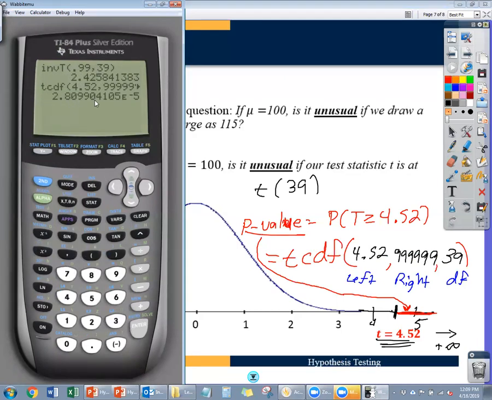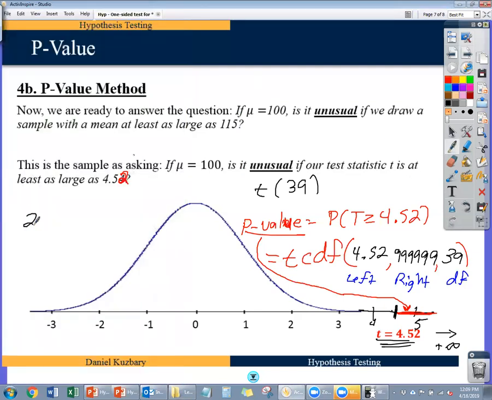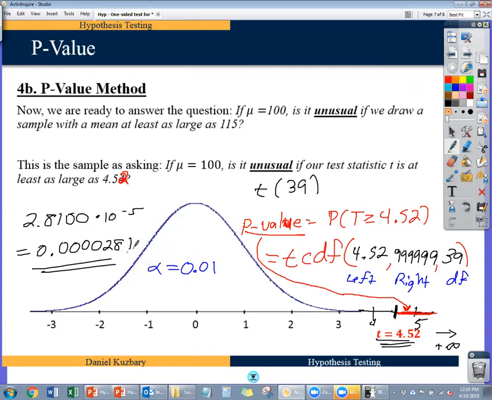This is 2.81 times 10 to the negative 5. Maybe I should go a few more decimals. Let's do 2.81; that would round up anyway. So this is how you could write it: 2.8100 times 10 to the negative 5, which is equal to 0.0000281. With the p-value method, all you have to do is compare that to alpha equal to 0.01. You can be as precise as you want to be here, but at the end of the day, you're going to see if this number is bigger or smaller than 0.01. And of course, it's microscopic.